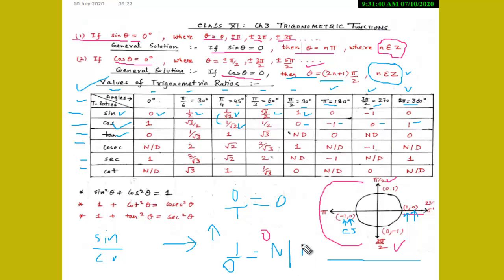And then tan 30 is 1 by root 3. And then tan 45 is 1. Tan 60 is root 3. And tan 90, see here, sine 90 is 1 and cos 90 is 0. So tan 90, which is sine upon cos, so 1 upon 0 is not defined. And then tan 180 is 0. And then tan 270 is again not defined. And tan 360 degree is 0.